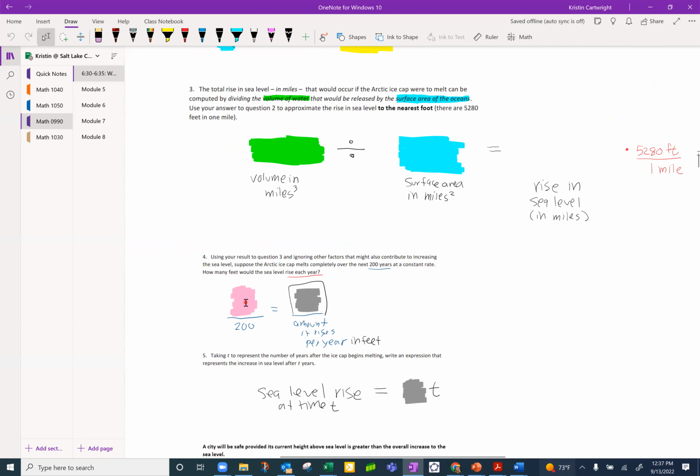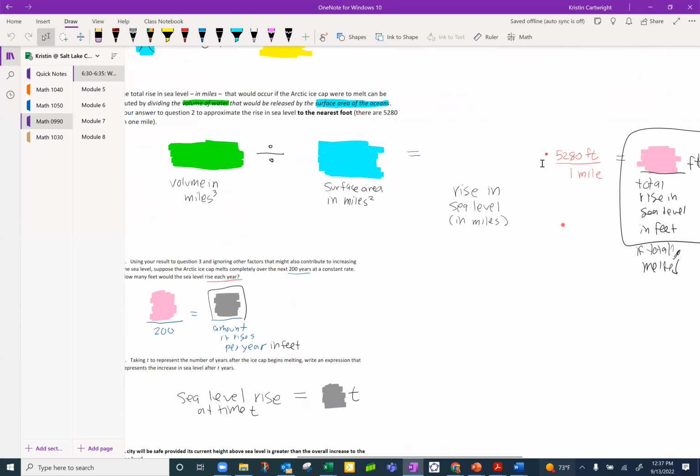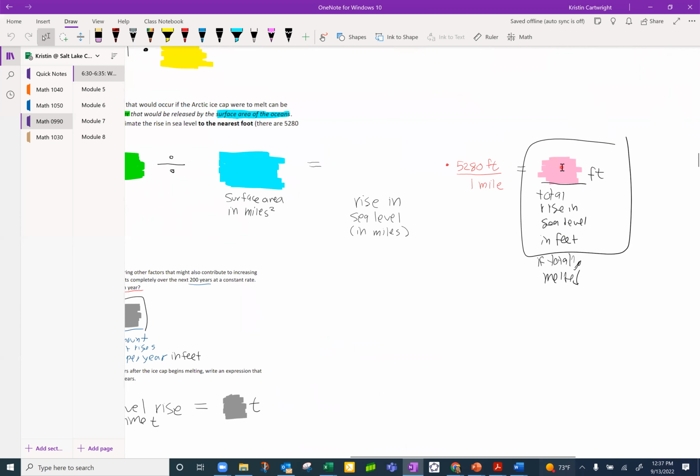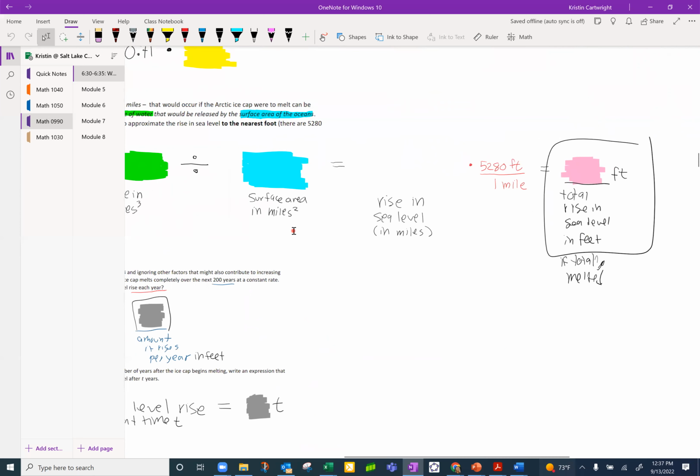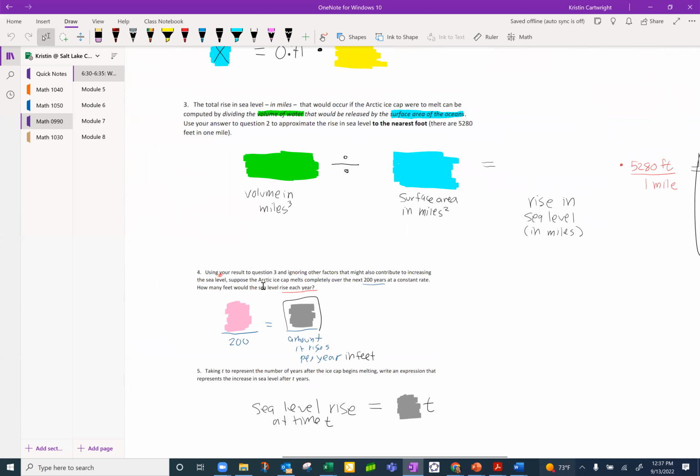And ignoring other factors, because there are some other factors where we've just really simplified it down for this problem, suppose they melted completely over the next 200 years. So we're taking this rise in feet that would happen if they all melted, and we're going to spread it over 200 years, at a constant rate. How many feet would it rise each year? So I want to take that number and divide it by 200, because that will tell me per year.